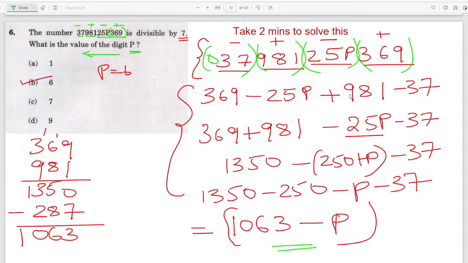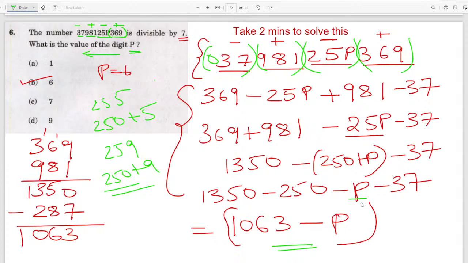So 369 plus 981 is 1350. This 25p I have written as 250 plus p. Because for example 255, I can write it as 250 plus 5. For example 259, I can write it as 250 plus 9. Similarly, I have written it as 250 plus p. And when I open the brackets, 1350 minus 250 minus p minus 37.